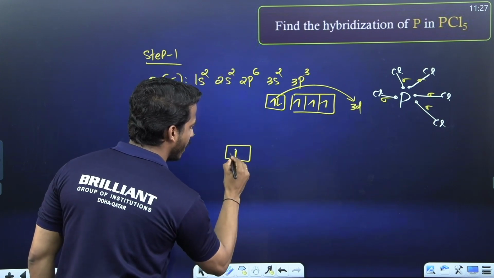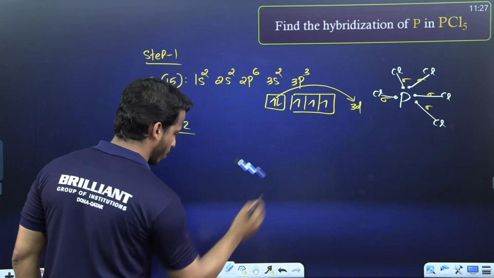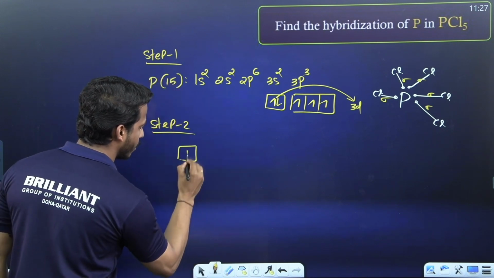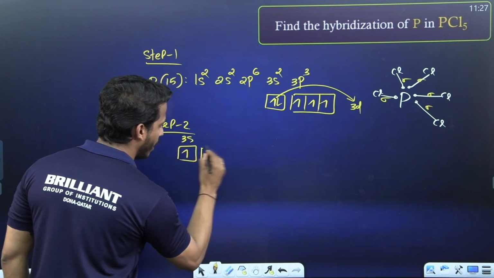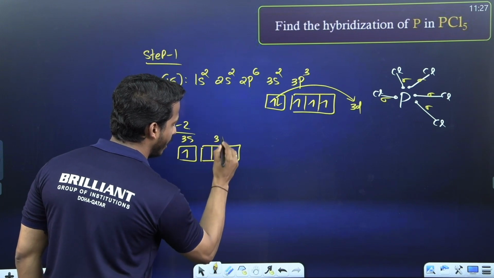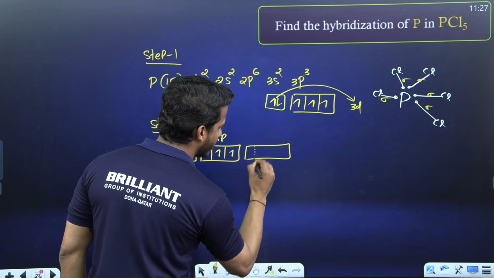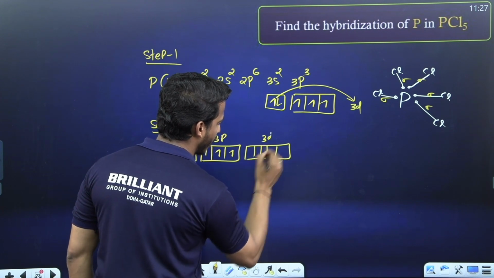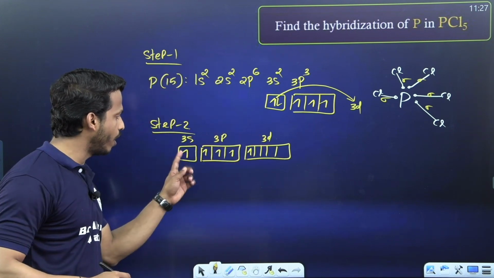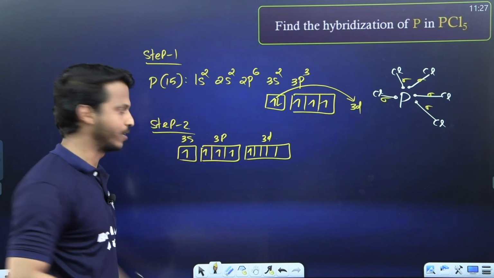How to write that one? This 3s, okay, let me draw here. The 3s, now 1 electron. 3p already carries 3 unpaired electrons. Now 3d is there, that has the excited 1 electron. Now you see 1, 2, 3, 4, 5 unpaired electrons are there.